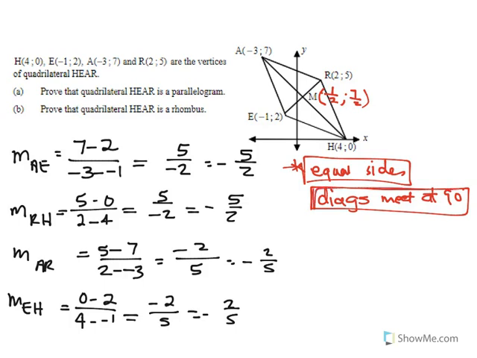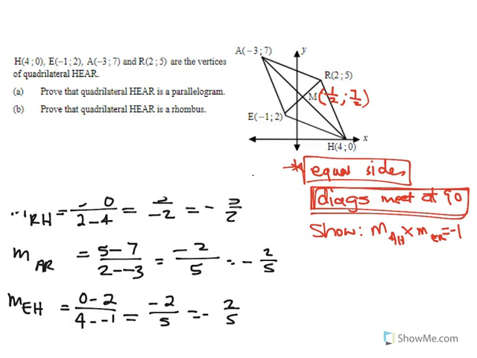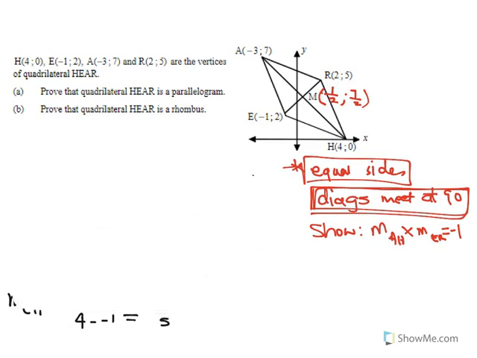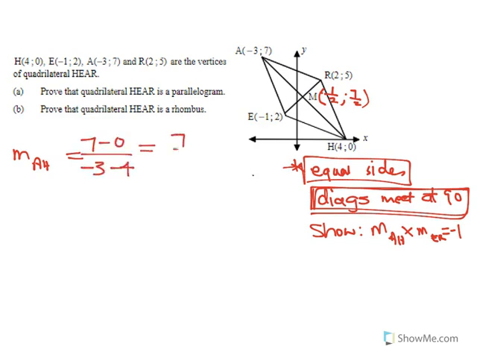Whereas if you know that the diagonals meet at 90 degrees, then all you need to show is that the gradient of AH times the gradient of ER is equal to -1, right? If they're perpendicular, then we know that that relationship must be true about their gradients. So let's work out those gradients. So the gradient of diagonal AH will be 7 minus 0 over -3 minus 4, which is 7 over -7, which is -1.